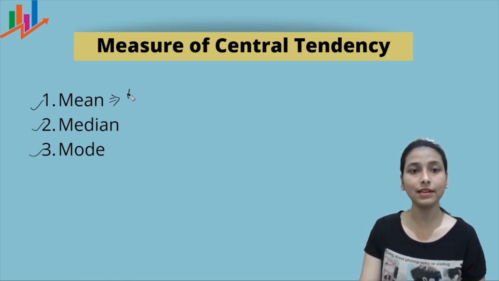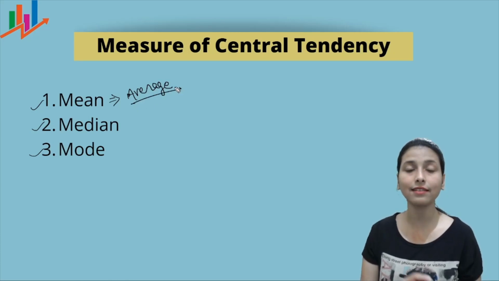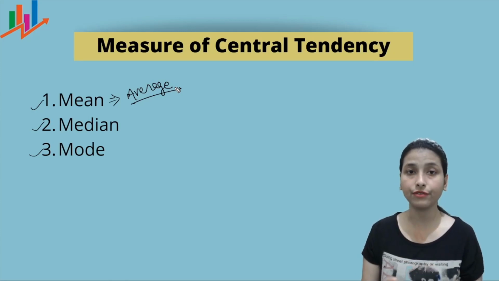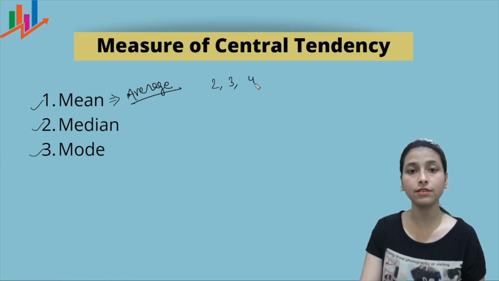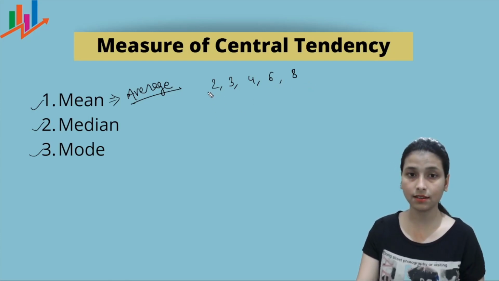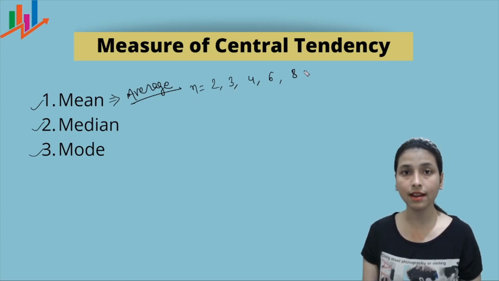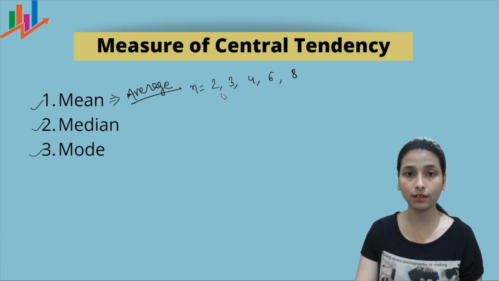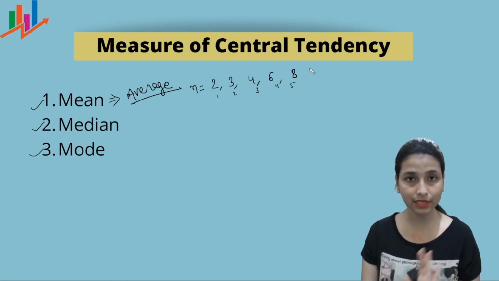Mean means nothing but average. In general words, you can understand that mean is nothing but average. Suppose I have some data set such as 2, 3, 4, 6, 8. Now if I ask what will be the mean of this data set, let's take N is equal to 2, 3, 4, 6, 8. So what is the number of count? This is the first, second, third, fourth and fifth. So we have 5 numbers in my data set.